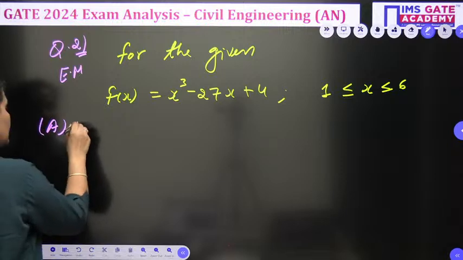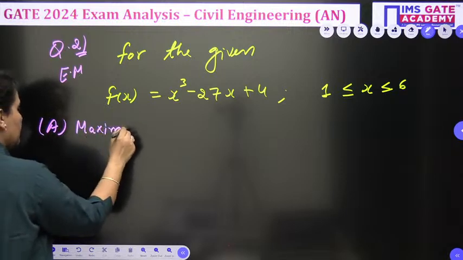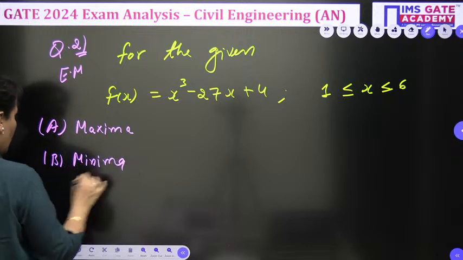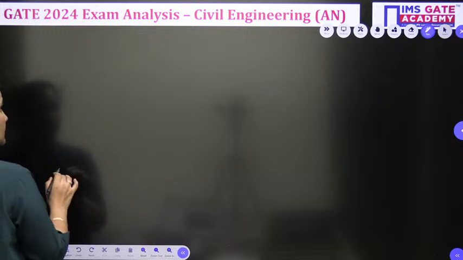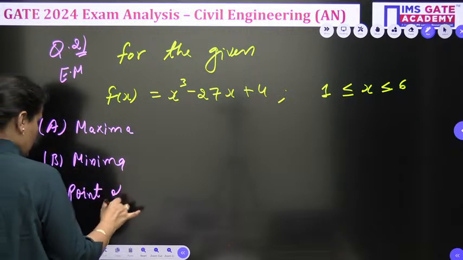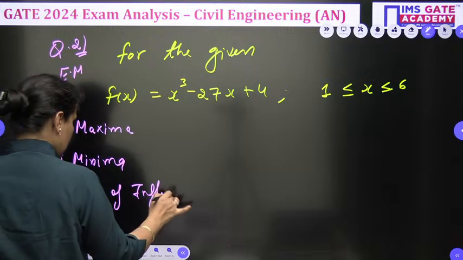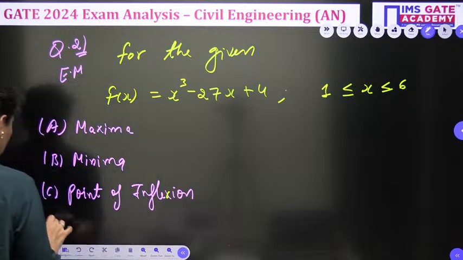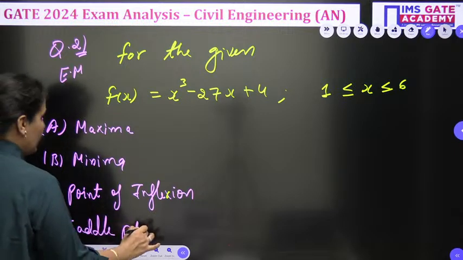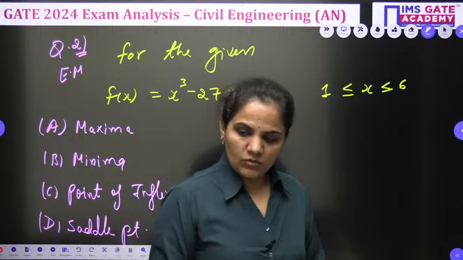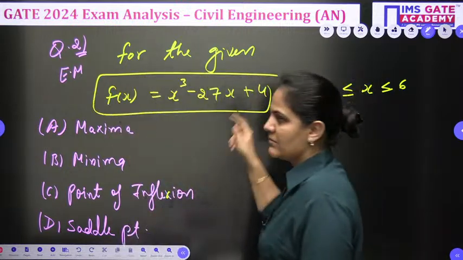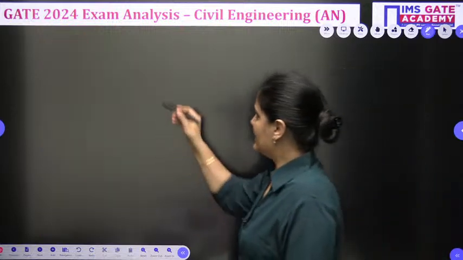What do we have here, whether we have the maxima, or the minima, or the point of inflection, and last is the saddle point. So let's approach this question. Very easily we can approach this question. What we need to do first of all, this is a question from the maxima minima of one variable. So very easily we can find out.